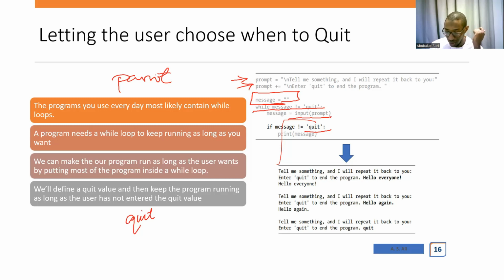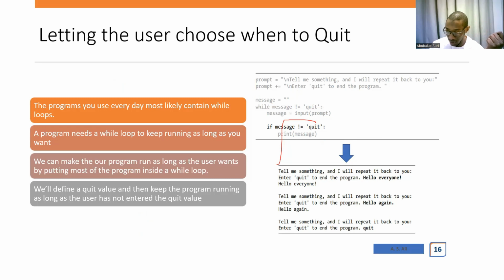If the message is not quit, we are going to print the message. If the message is quit, then the loop will check this, and we will get out of the loop. Let's look at some examples.